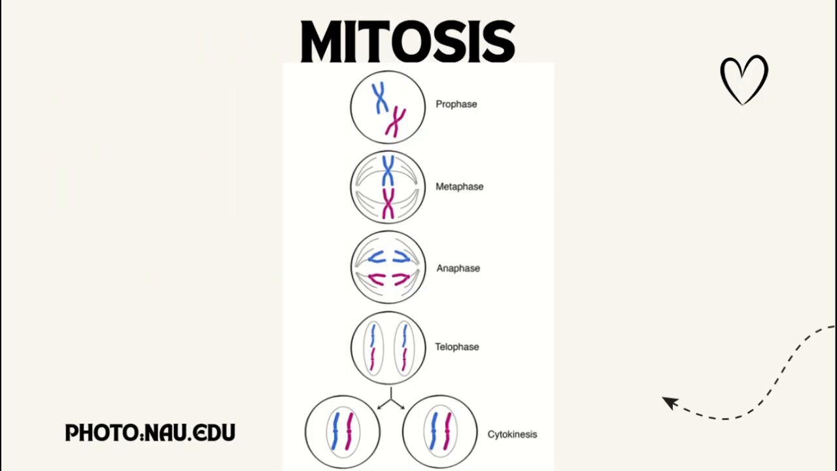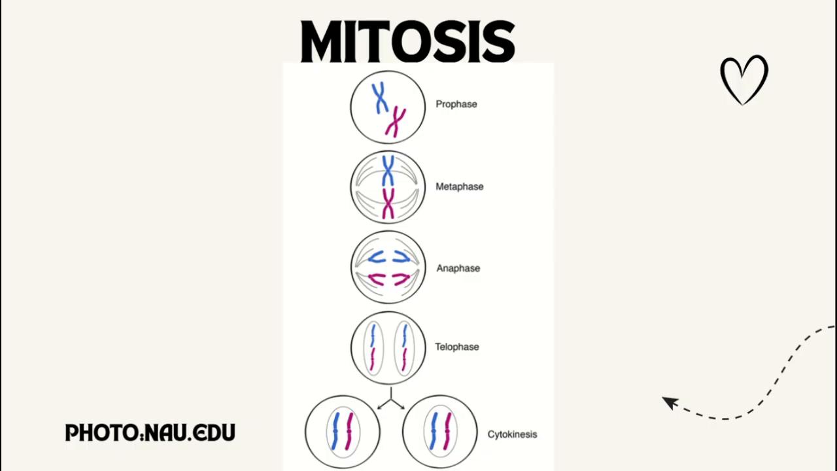So this is the process of mitosis. How I remembered it is PMAT: prophase, metaphase, anaphase, telophase, and then you have cytokinesis. Now, I said PMAT, so why do we include cytokinesis? We're going to explain that.